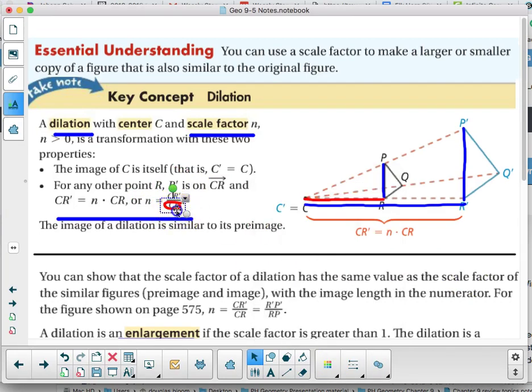So that's the red, because that's my CR, my original. And then take my blue and put it on top. That's my image, so pre-image on the bottom, image on top. I can find my scale factor, n. Or I can find the enlargement, my CR prime, by taking my original length and multiplying by the scale factor. So those are the two ways I can do this problem. And that's how it will work.